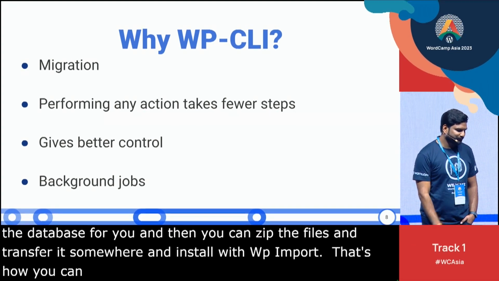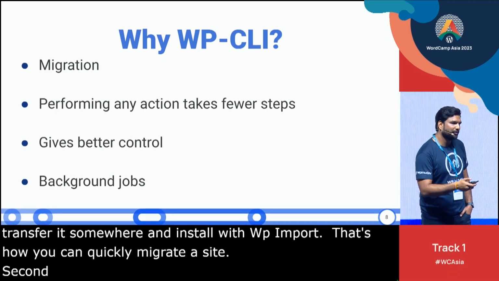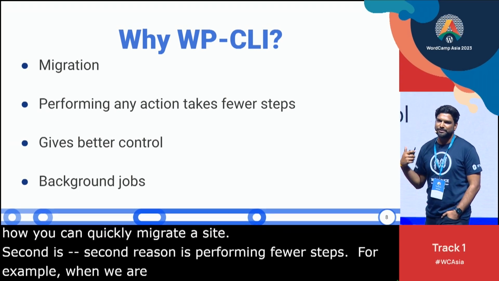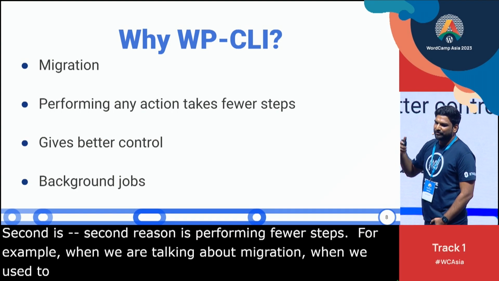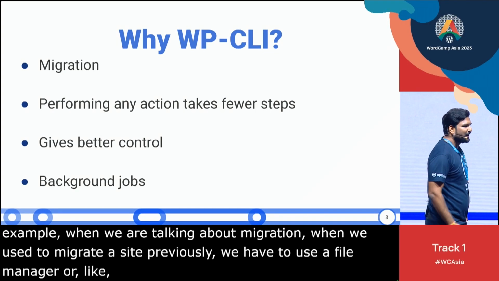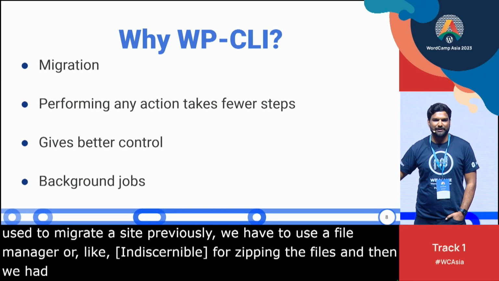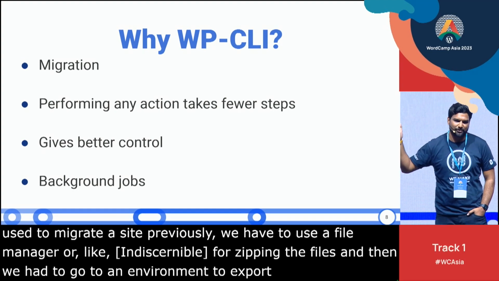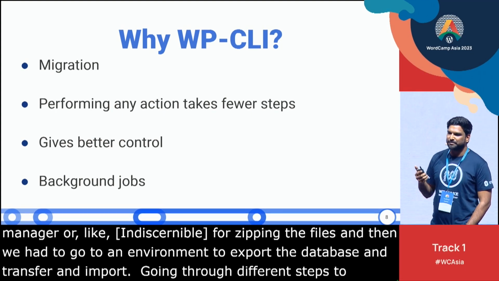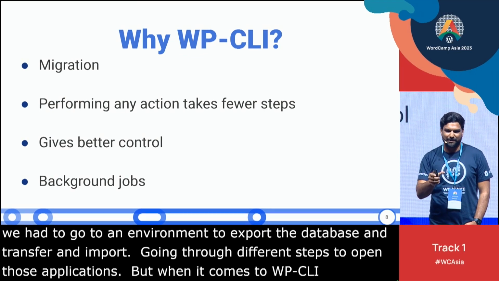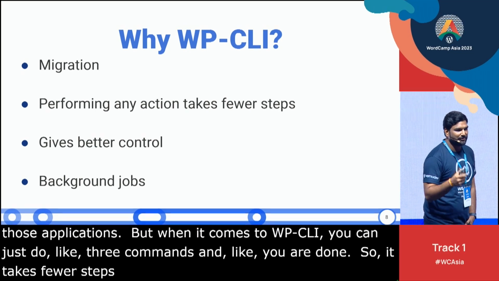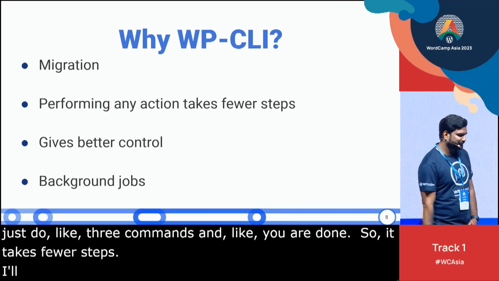Second reason is performing fewer steps. For example, when we were talking about migration, when we used to migrate a site previously, we had to use a file manager or SSH for zipping the files. And then we had to go to phpMyAdmin to export the database. And then we had to transfer and import, going through different steps to open those applications. But with WP-CLI, you can just do 3 commands and you are done. So it takes fewer steps. I'll also give some more examples of how it takes fewer steps.